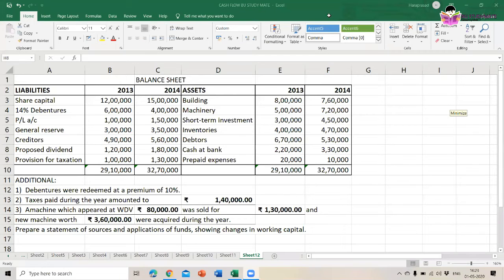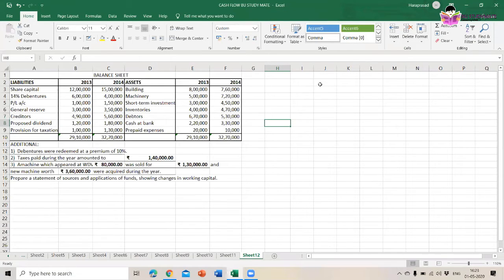Okay, here in the question they have asked to prepare a statement of sources and applications of funds, then also showing changes in working capital. Okay, so to solve the problem, we'll start. First, you need to write down the statement of changes in working capital.